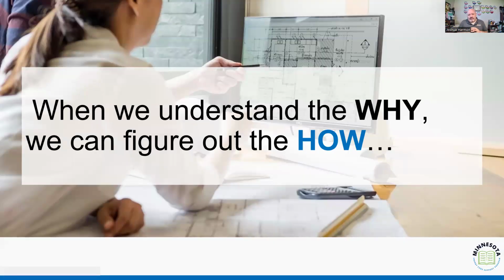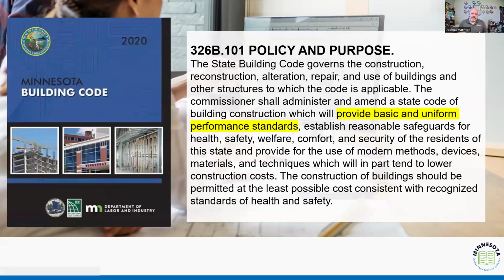As you know, one of my favorite questions or statements is that when we understand why we're doing something, we're better able to figure out how we accomplish it. And we start talking about why we test, why we commission, why we use these methods of verification. It really is to do what the code is asking us to do, which is to provide some basic uniform expectations about how buildings should perform. That's why we have building codes as a whole, right? To provide that level of control. I like the word C for control.